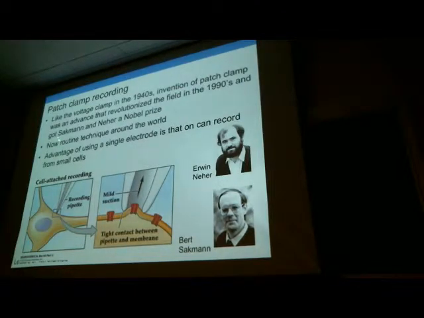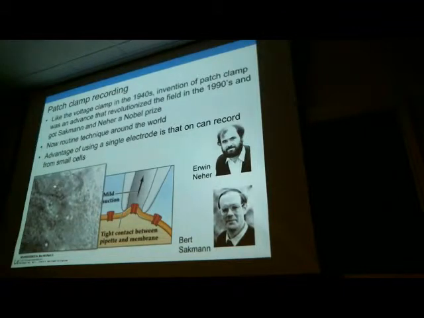This was developed by Bert Sakmann and Erwin Neher. They got a Nobel Prize for this, but pretty much now everybody does this. So it's a very, very common technique. And the idea was to record from what they call small cells, but small relative to squid axons.